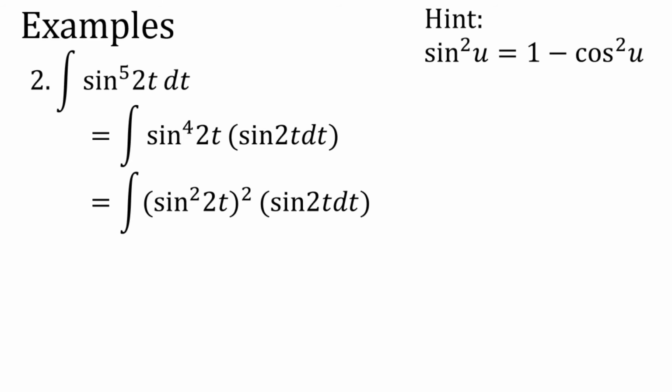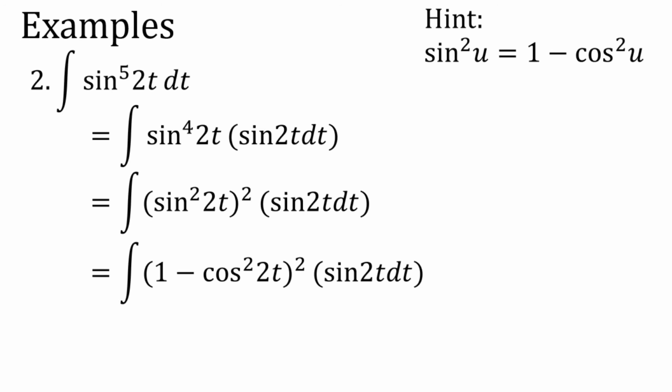And then remember this trigonometric formula, sine square u equals 1 minus cosine square u. So we're going to substitute. We're going to change sine square 2t into 1 minus cosine square 2t. Now we're going to have the integral of 1 minus cosine square 2t square times sine 2t dt.